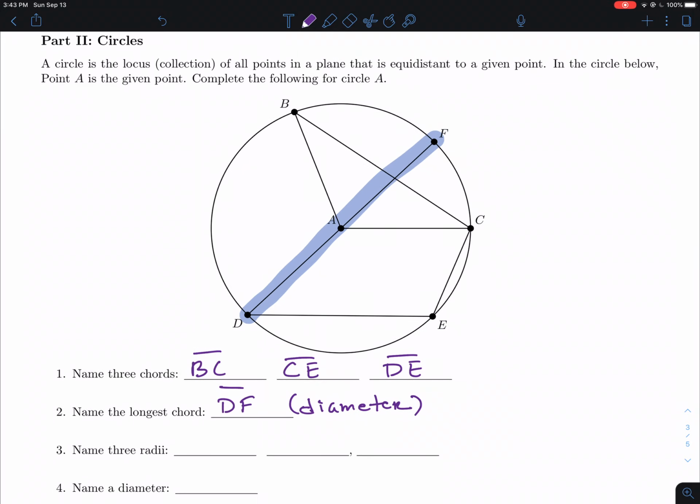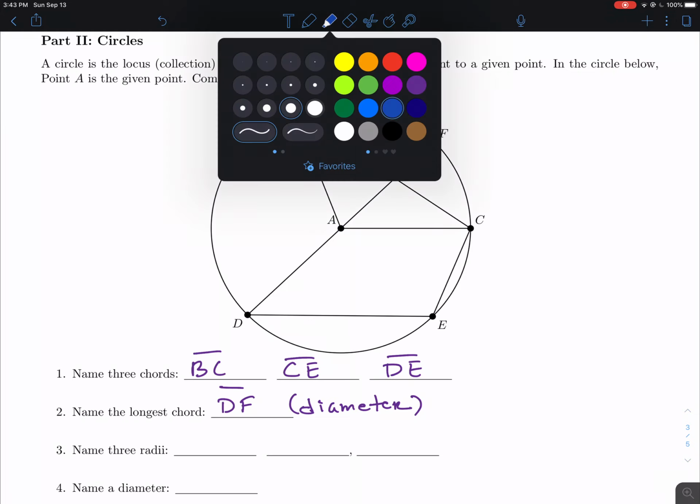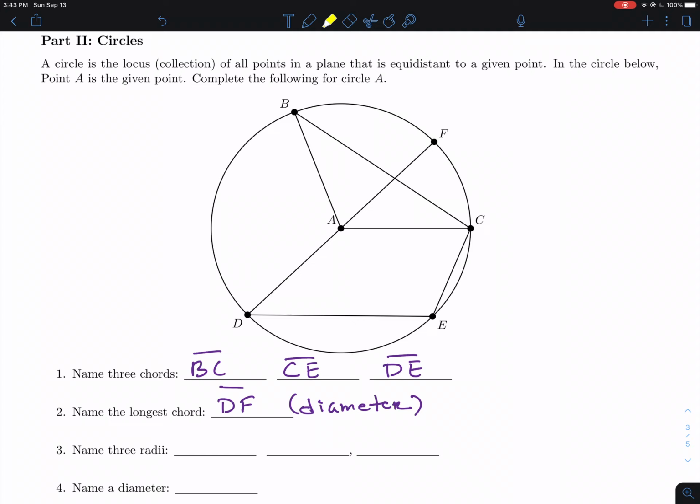All right, now we want to name 3 radii. I think there's actually 4 right answers in this case, so I'll highlight all of them so you can see, and then you can pick your favorite ones. Radii, remember, start in the center and go out to the circle. There are actually 4 radii on the sheet. I'm just going to list 3 of them: AB, AF, and AC.